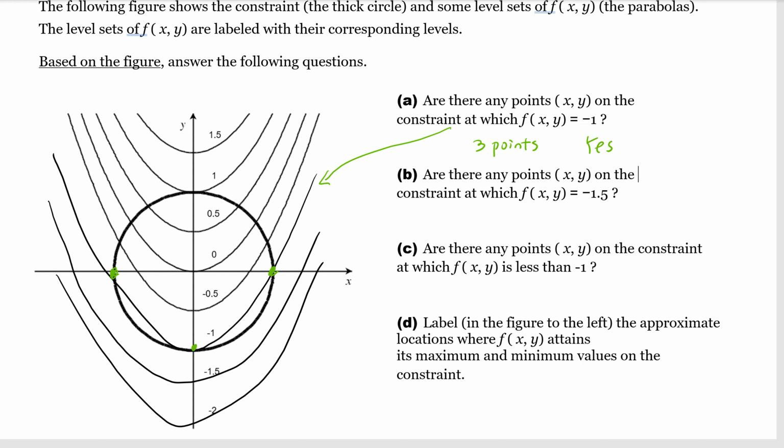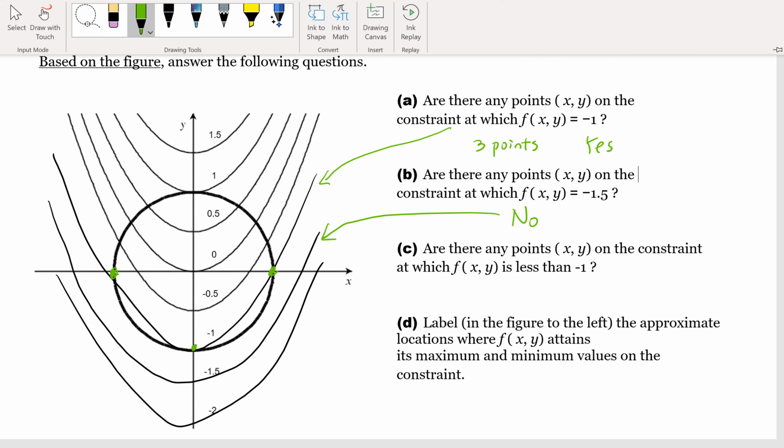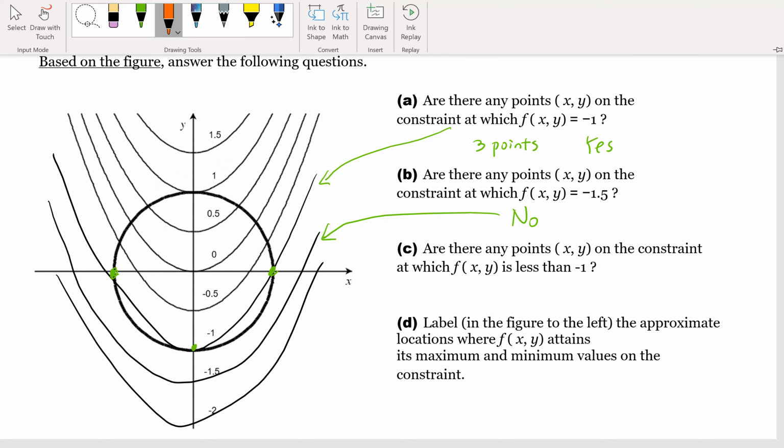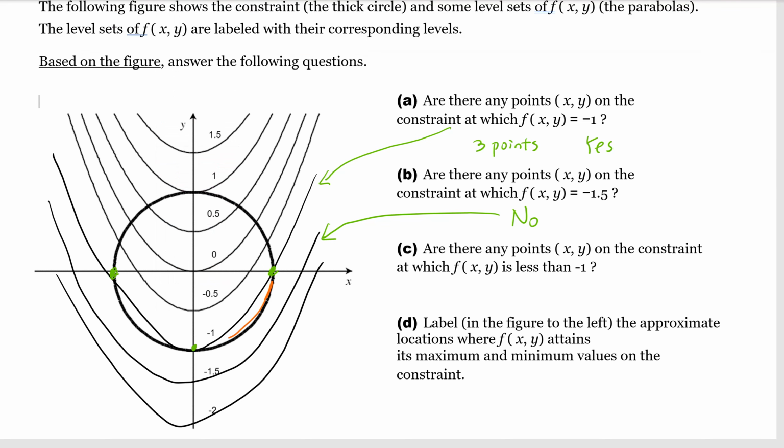Are there any points at minus 1.5? Minus 1.5 is here. No, no intersection. Are there any points on the constraint at which f of x, y is less than minus 1? Yes, there are. They are these pieces and these pieces, right? So those values are less than minus 1, but bigger than minus 1.5.